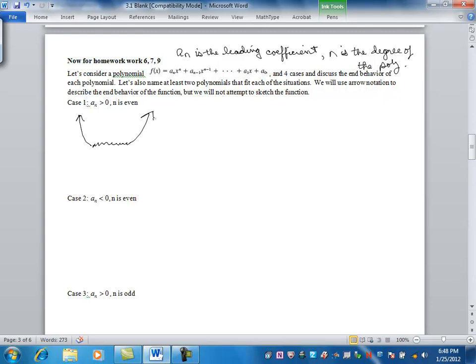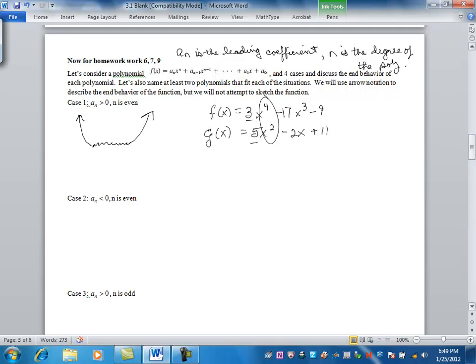Alright, and some examples of this, f of x equal 3x to the 4th minus 17x cubed minus 9. G of x equal 5x to the 6th minus 2x plus 11. So there are some examples where the leading coefficient is positive and the degree of the polynomial is even.